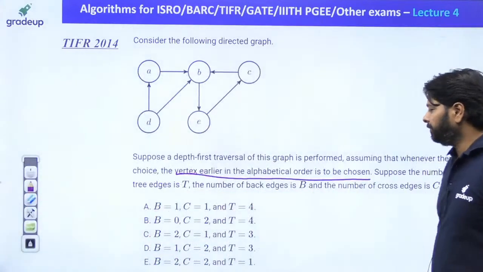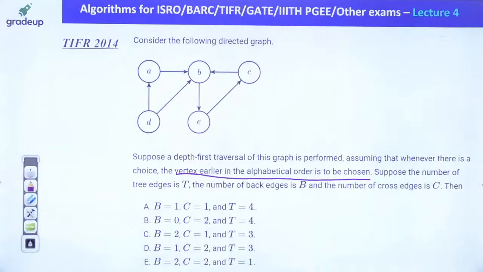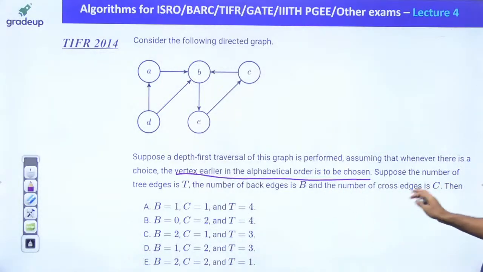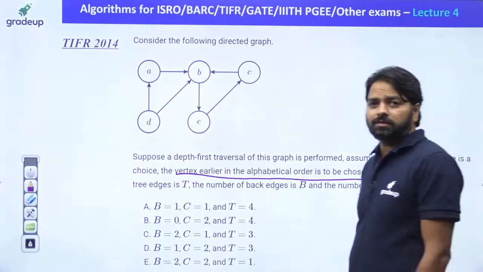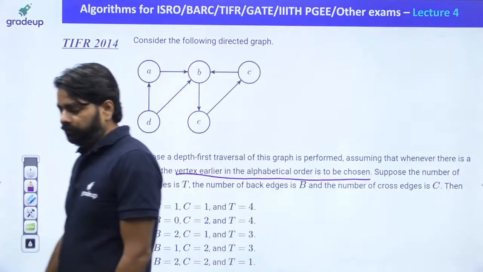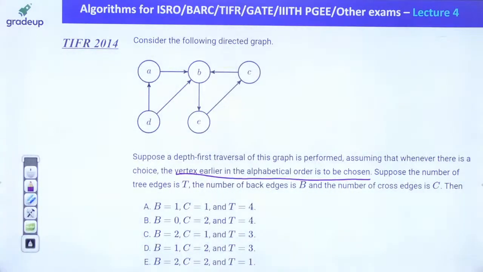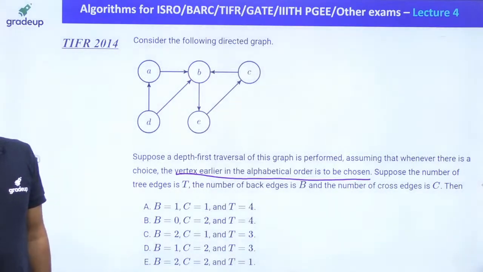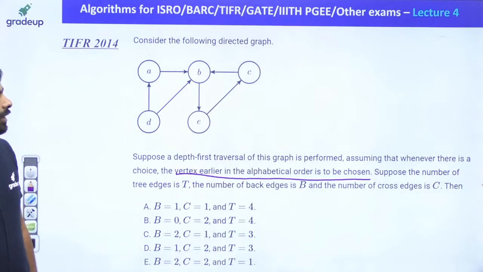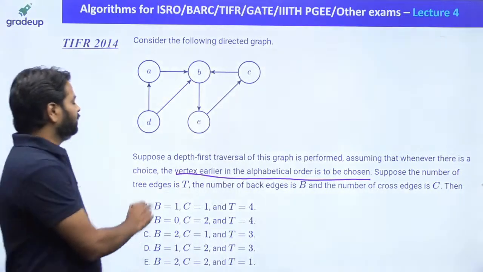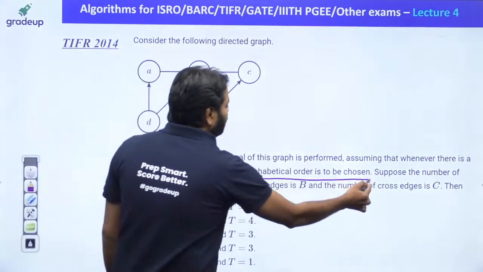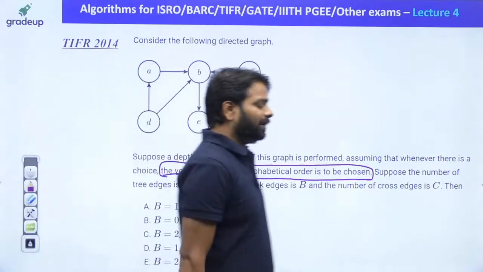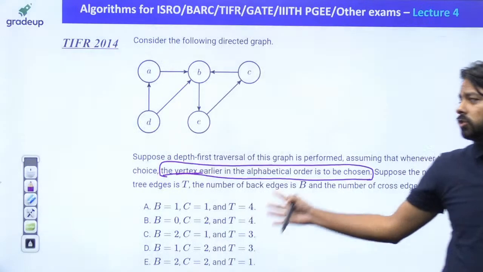So where do you begin? And suppose the number of tree edges, T represents tree edges, B represents back edges, C represents cross edges. Do you know what is tree edge, back edge, cross edge? And where do you begin as per the algorithm? You need to choose the vertex earlier in the alphabet. Whenever there is any confusion, you always choose this one.